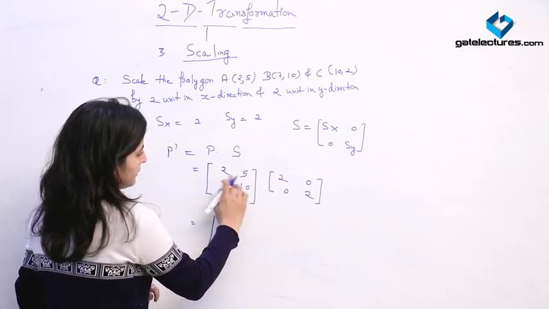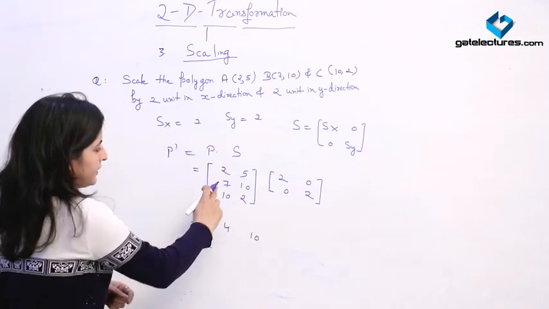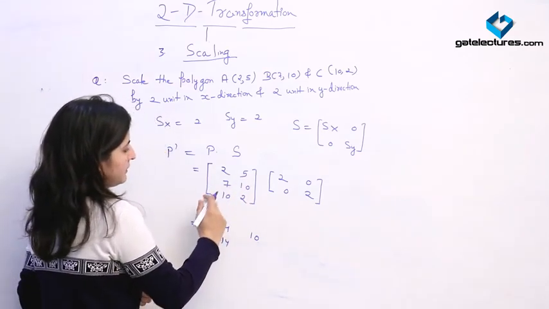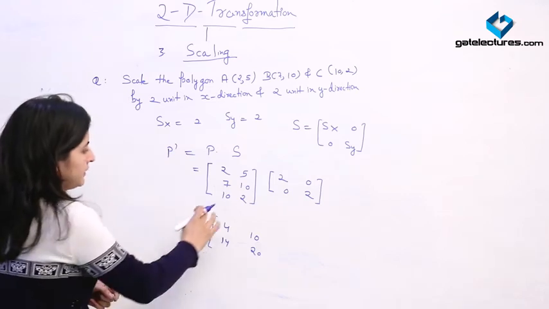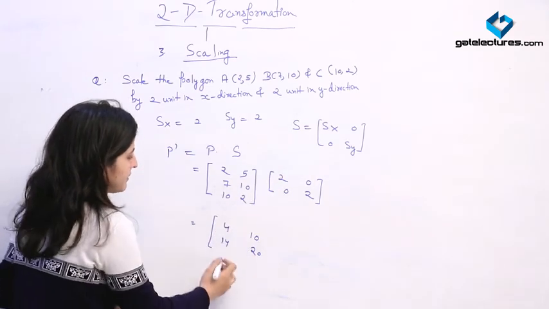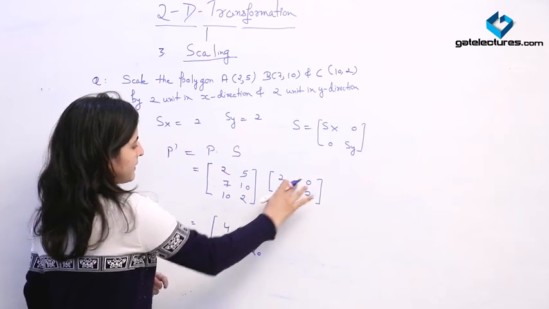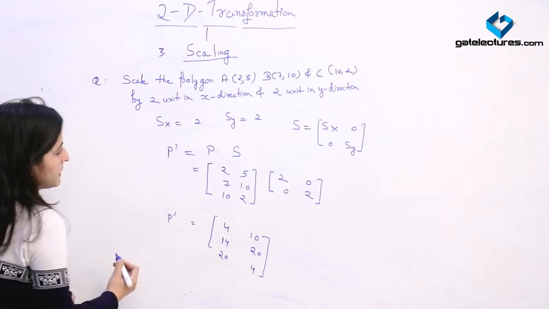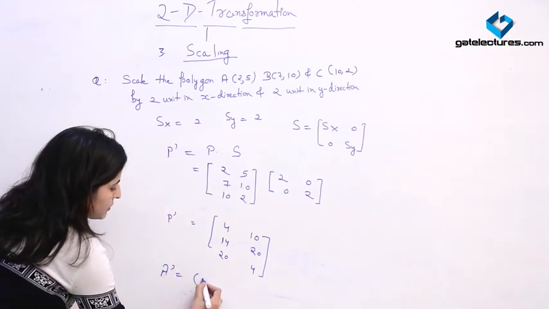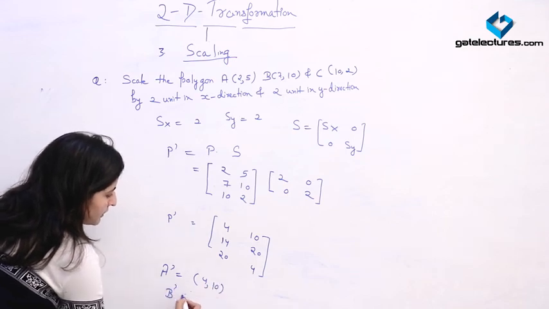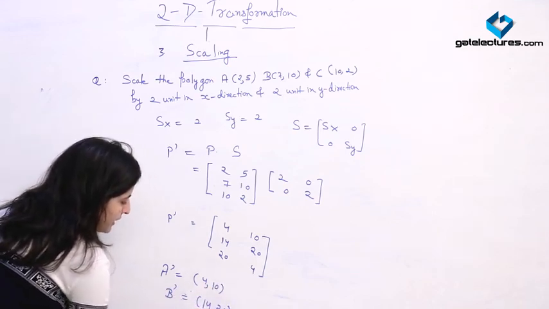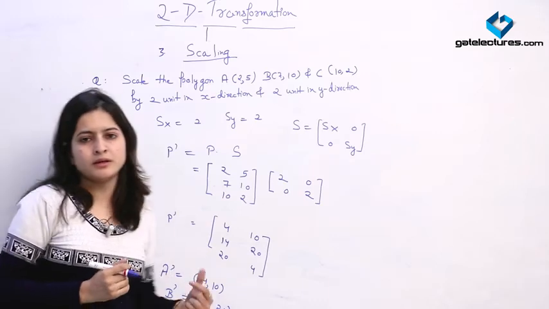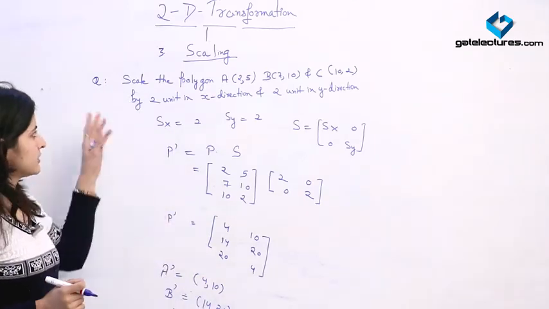4, 10, then second row with first column and second column, 14, 20, and 10 multiplied by 2 plus 2 multiplied by 0 is 20, 10 multiplied by 0 plus 2 multiplied by 2 is 4. So our new coordinates are A dash equals 4, 10, B dash is 14, 20 and C dash is 20 and 4. So this will be the new scaled coordinates of the polygon. So this is the example of scaling.